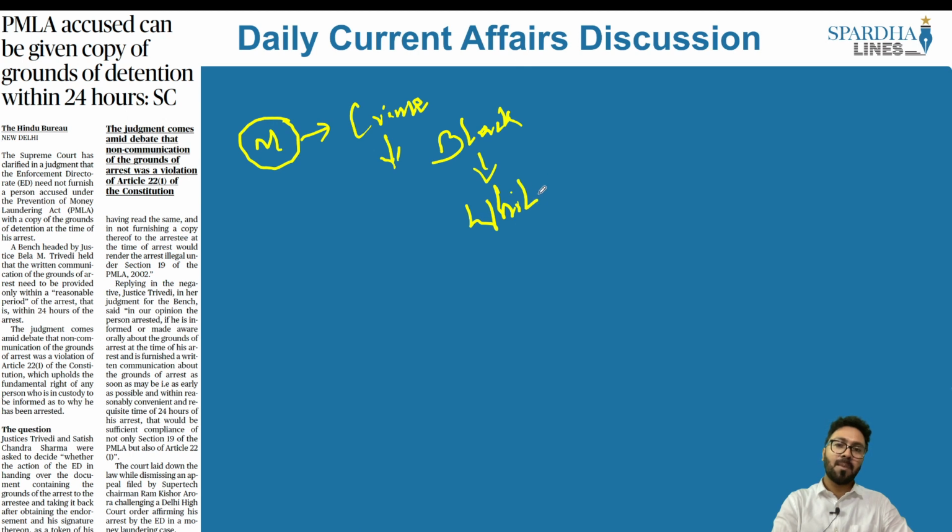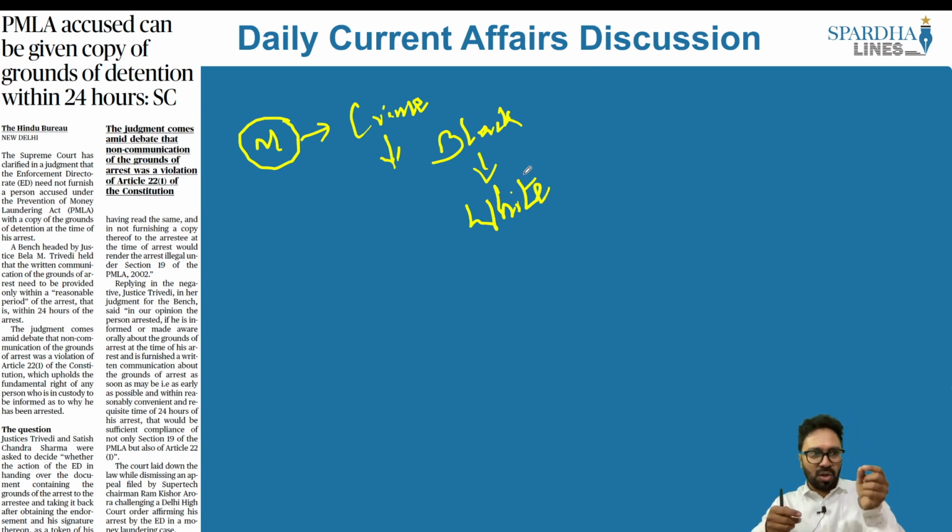So basically, the Prevention of Money Laundering Act says that the money is laundered, and as a result, it is converted into white money, legal money. To prevent it, what we have is the Prevention of Money Laundering Act. The Prevention of Money Laundering Act basically wants to prevent money laundering.